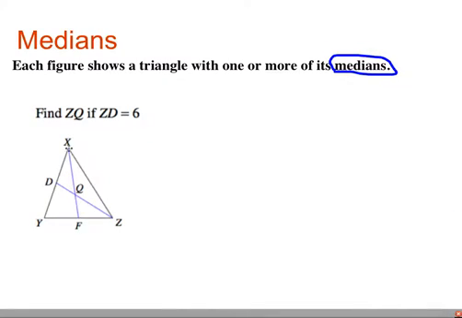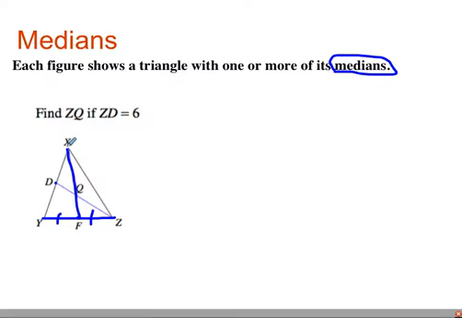So these blue lines here are medians, right? This is a median, this is a median. What does median mean? Median means if you draw a line from one of these vertices, for example, we draw XF, it makes YF and FZ two equal parts. That's all. It means F is in the middle of YZ. That's why it's called median: it is in the middle of the side.